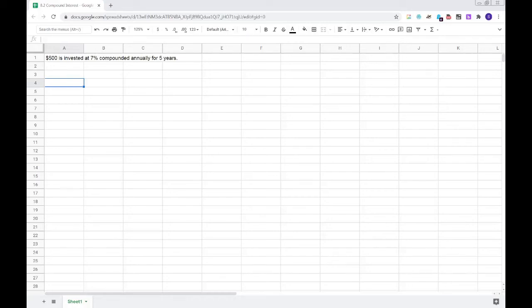So let's take a look at compound interest again. Say $500 is invested at 7% compounded annually for 5 years. So we use our spreadsheet to do this.